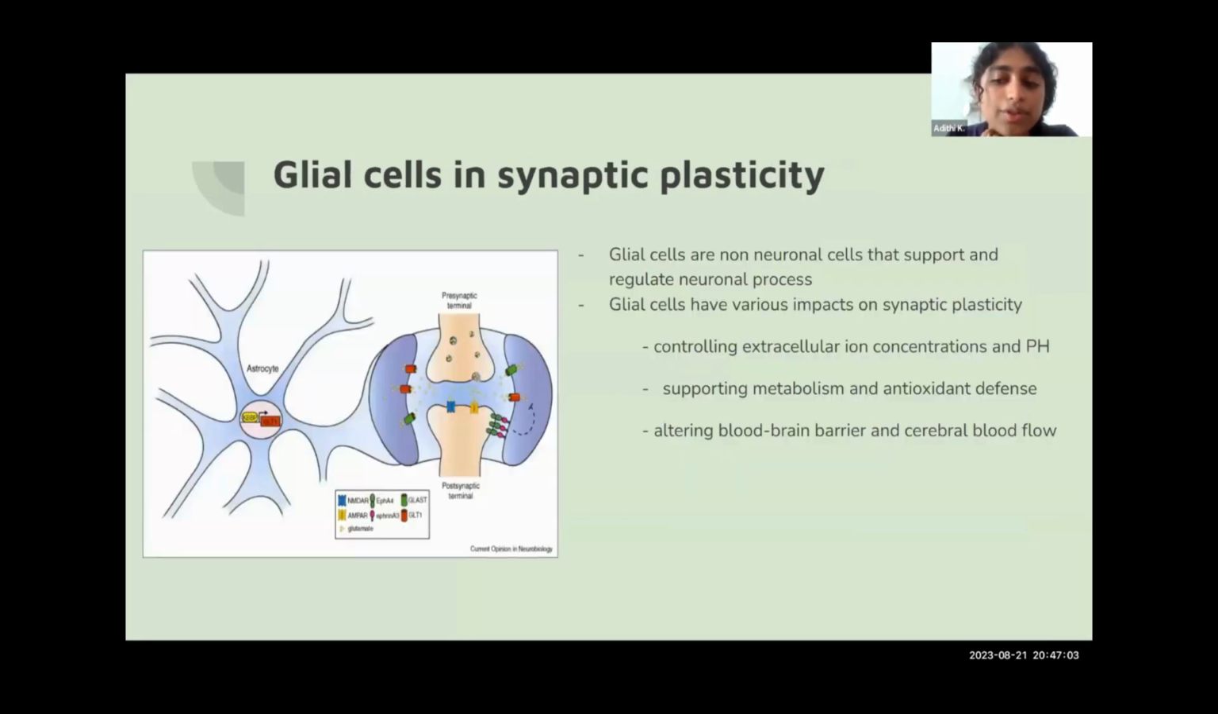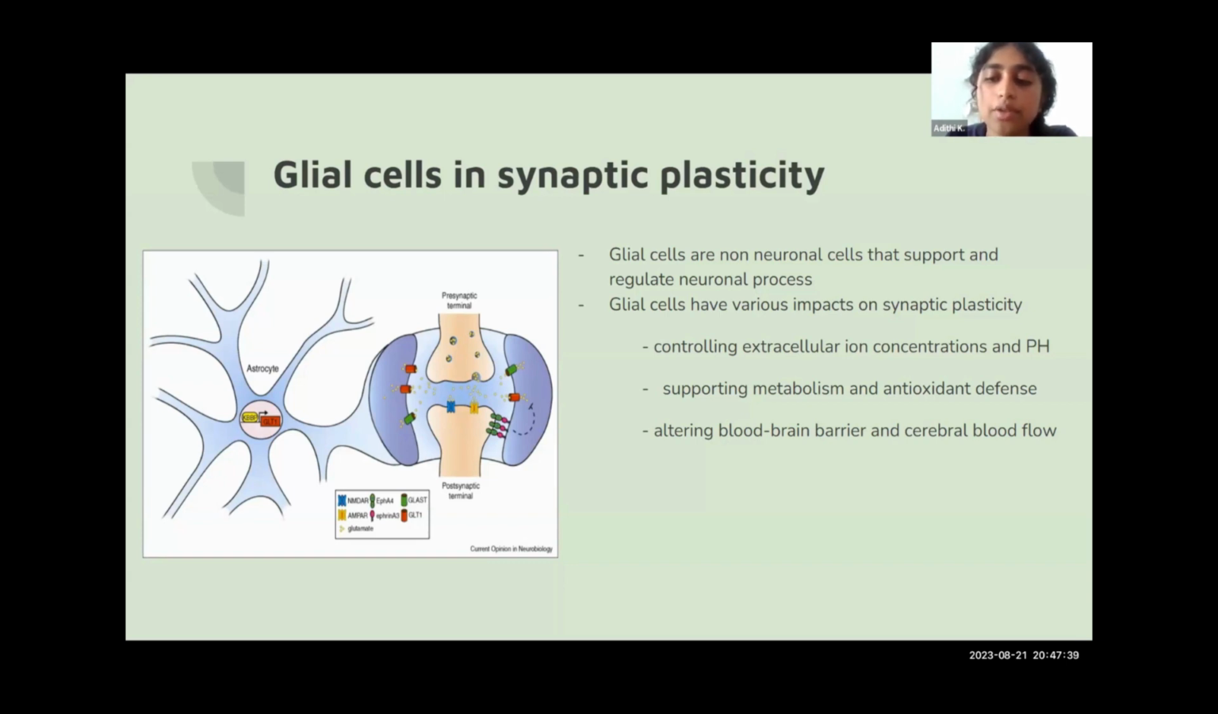So the role of glial cells in synaptic plasticity. Selectivity of glial cells, which are non-neuronal cells that support and regulate neuronal processes, is another element that affects synaptic plasticity. By releasing or removing neurotransmitters, neuromodulators, and growth factors, controlling extracellular ion concentrations and pH, supporting metabolism and antioxidant defenses, altering the blood-brain barrier and cerebral blood flow, and taking part in immune and inflammatory responses, glial cells have an impact on synaptic plasticity.